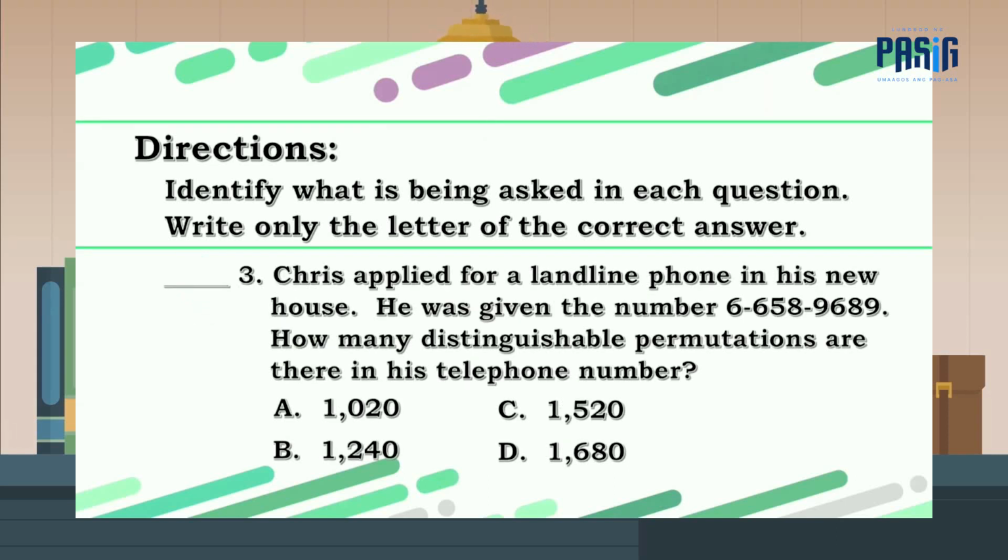For number three, Chris applied for a landline phone in his new house. He was given the number 6658-9689. How many distinguishable permutations are there in his telephone number? Is it A, B, C, or D? The correct answer is letter D.